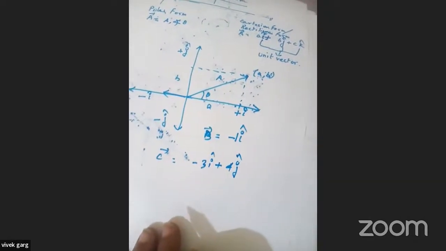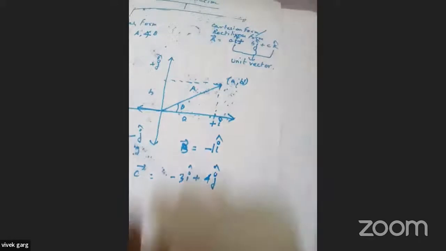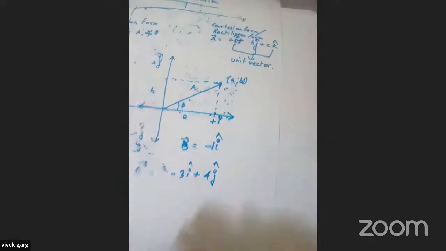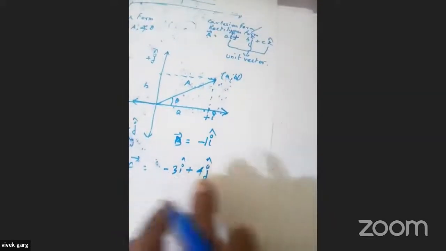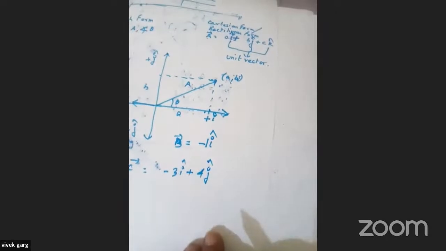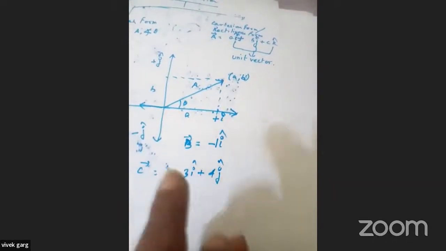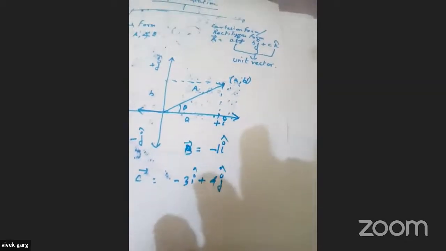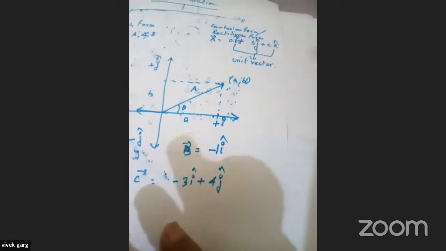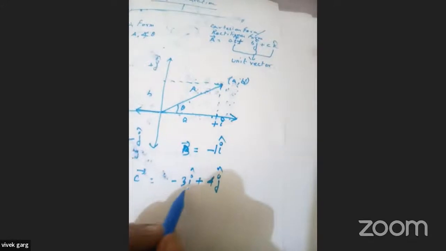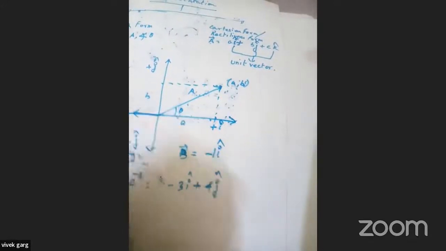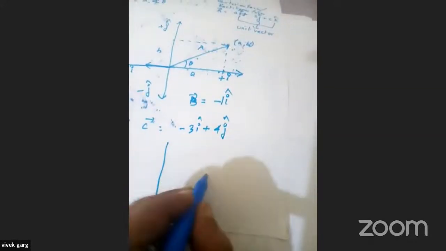Minus 3 i cap plus 4 j cap, Cartesian form. The coordinates are given, -3 and 4. So -3 is not the magnitude, 3 is the magnitude. Again, I'm repeating: 3 along the minus x-axis, this is 3. So how do I represent this vector?